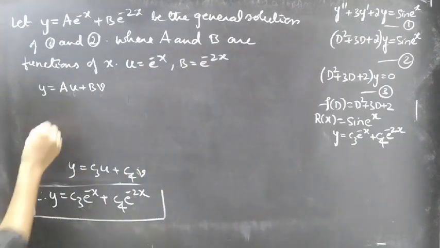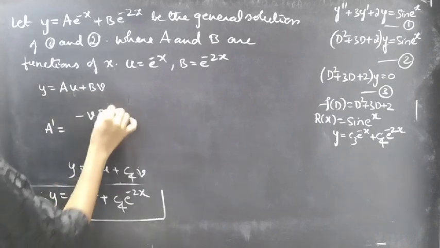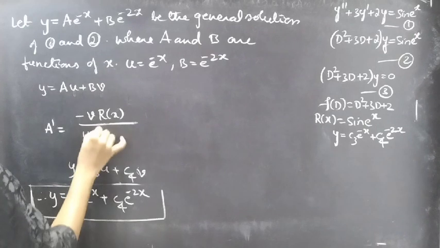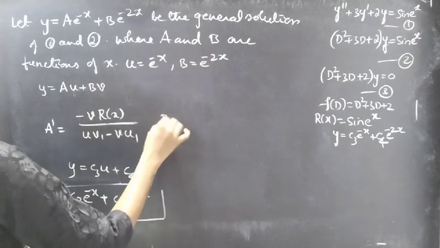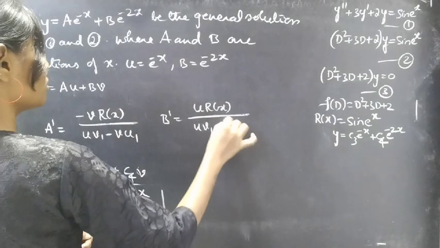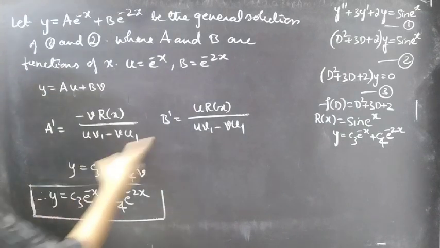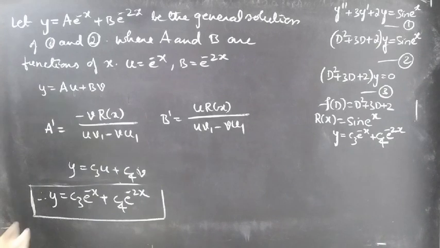Now we can find A dash and B dash using the formula. A dash is given by minus v into R of x by (u v1 minus u1 v), and B dash is given by u into R of x by (u v1 minus u1 v). If you notice, you have the same denominator in both the formulas. So let's begin with it now. We'll find it first, later we'll find A dash, A, B dash, B, and finally we'll come to the general solution y equal to A e power minus x plus B e power minus 2x.